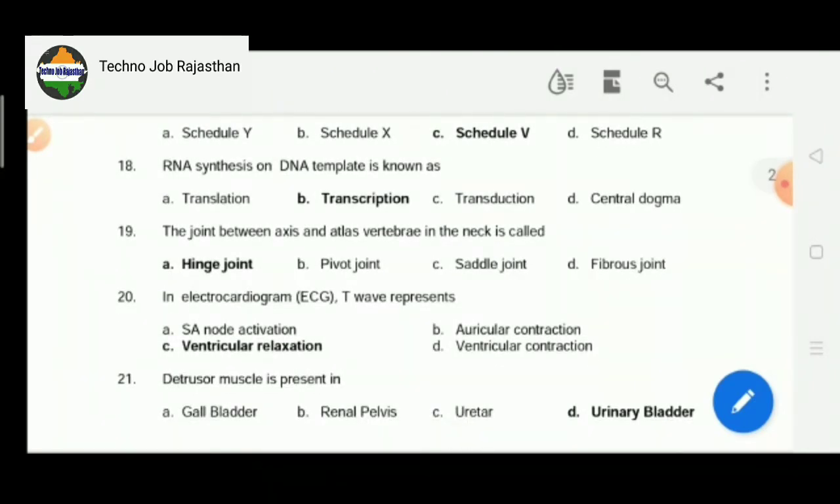Question number 19: the joint between axis and atlas vertebrae in the neck is called option A hinge joint, option B pivot joint, option C saddle joint, option D fibrous joint. So the correct answer is option A, that is hinge joint.